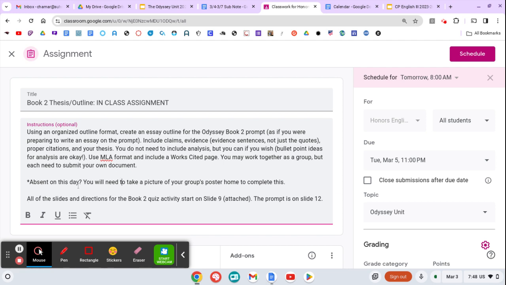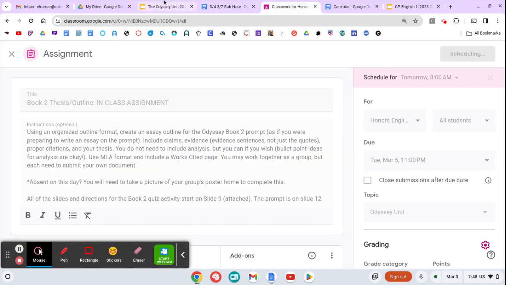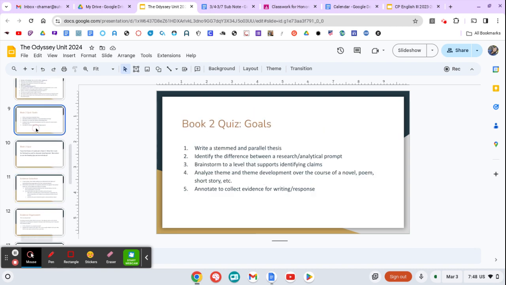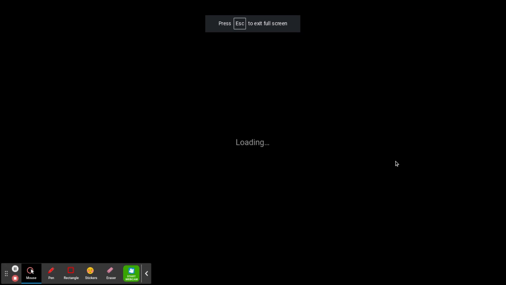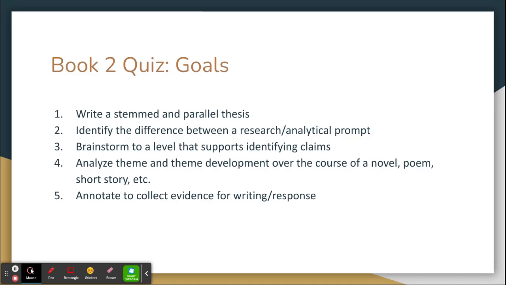Just a reminder that all of the slides and directions for Book 2 quiz activity are on slide 9, and the prompt is on slide 12. So let's get started. So the goals for Book 2 quiz were to write a stemmed and parallel thesis, to identify the difference between a research or analytical prompt. We did that. All of us decided that it's an analytical prompt. 3, brainstorm to a level that supports identifying claims. You guys already did that in your groups when you separated your quotes into 3 main categories.